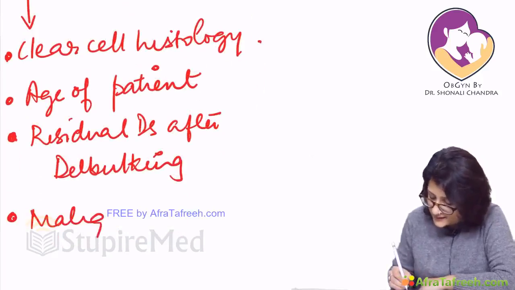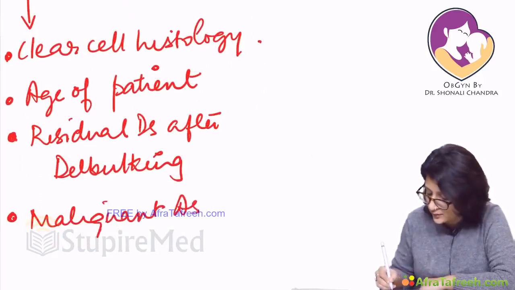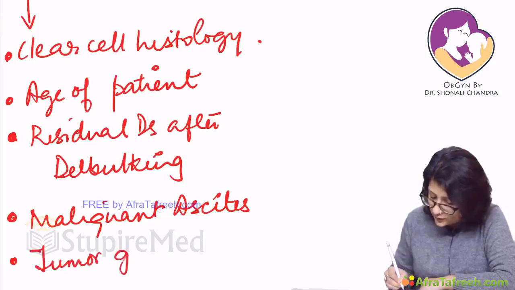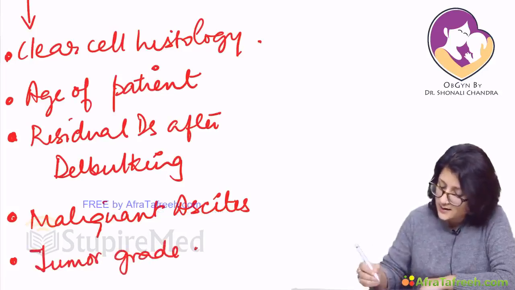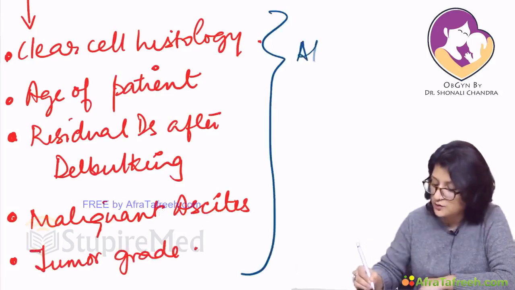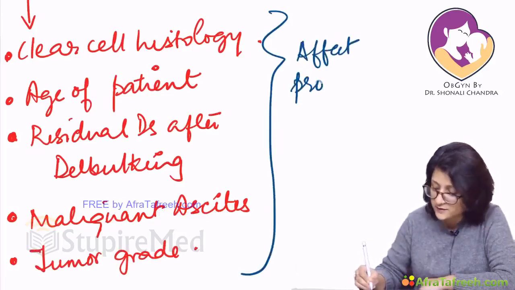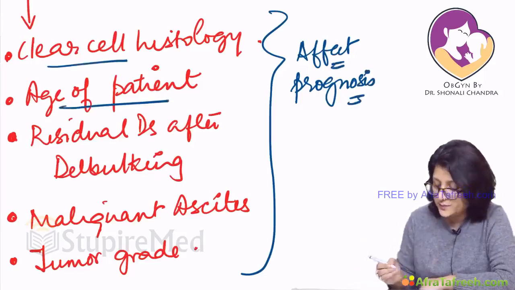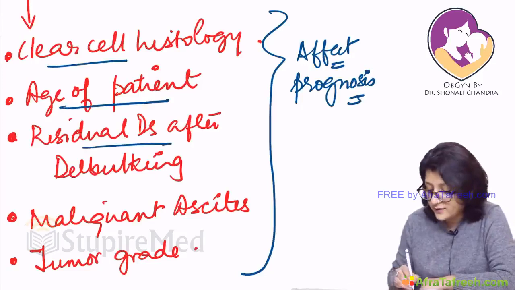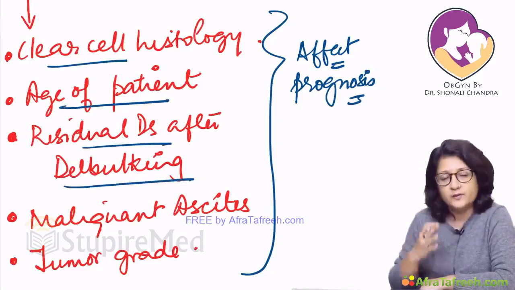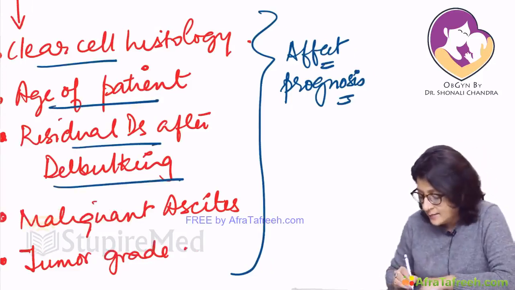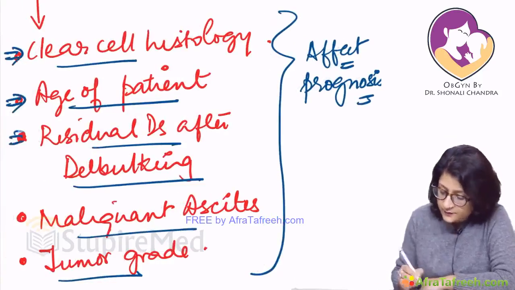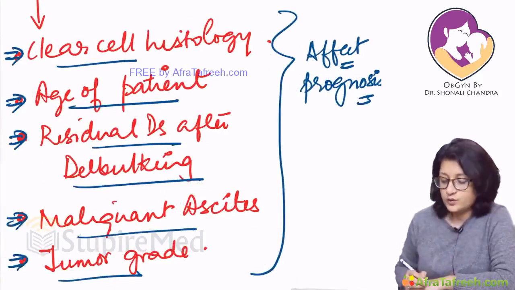If there is malignant ascites, then also the prognosis is bad, and of course the tumor grade. So these are the individual factors which affect the prognosis. Okay, clear cell, age of the patient. If after debulking we have not been able to remove the complete tumor and much of the tumor is left inside, malignant ascites and tumor grade, these are additional features which affect the prognosis.